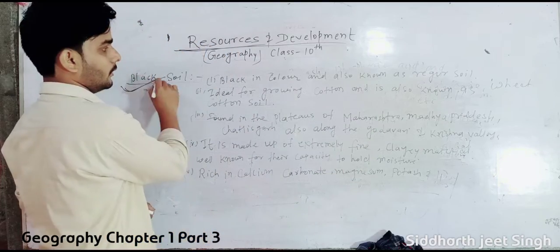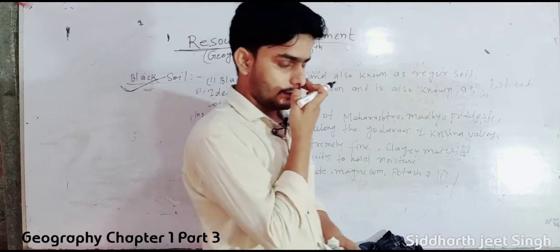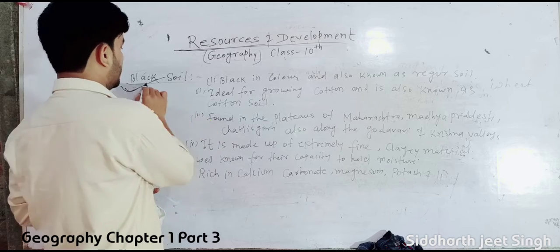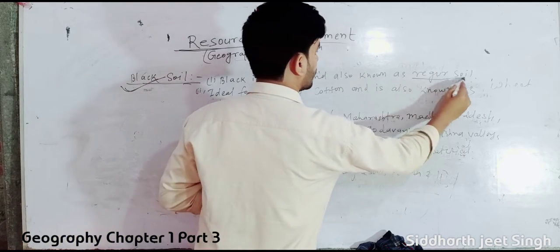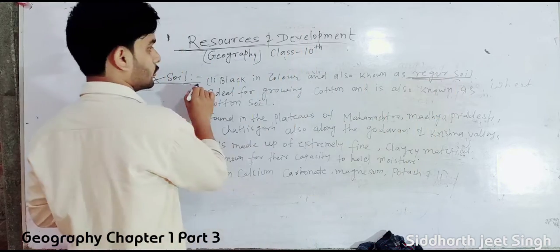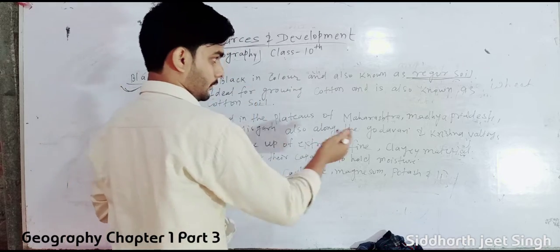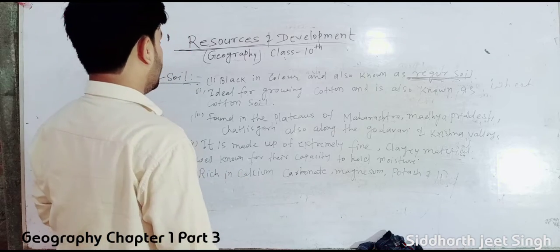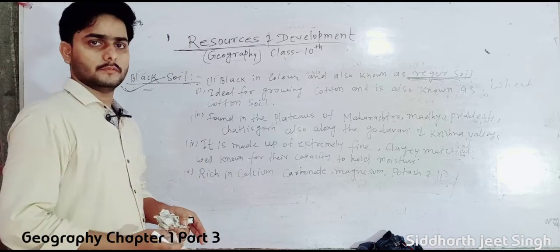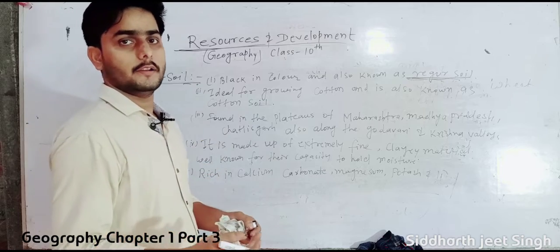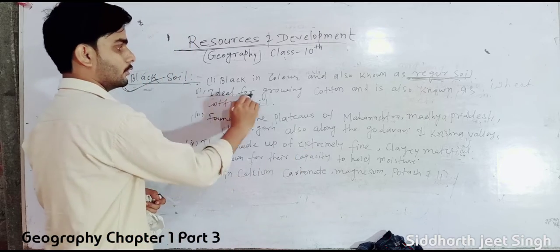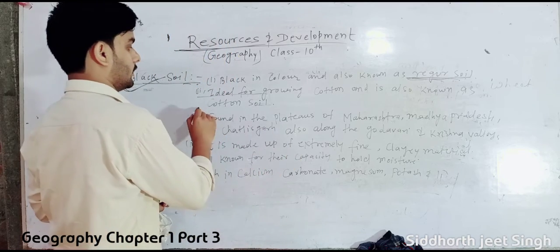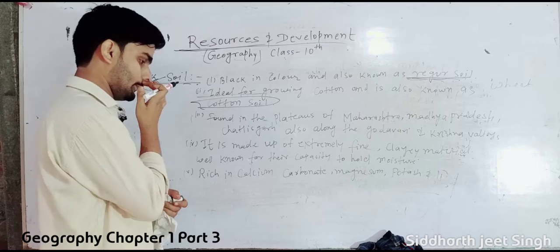Now black soil. Because it is black in color, it is called black soil. Black soil is also known as regur soil. It is a likely MCQ question: which soil is also known as regur soil? It is ideal for growing cotton. Cotton crops grow in this soil, so it is also known as cotton soil.